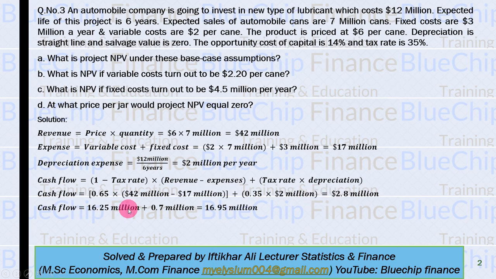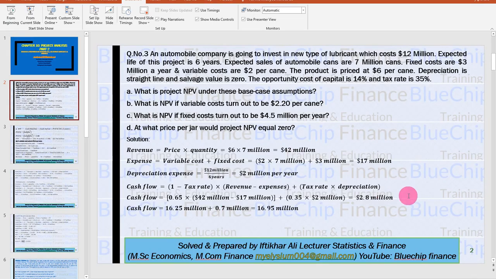Here, 16.25 million plus 0.7 million equals 16.95 million. Sorry, 16.95 million. Here there is a little mistake.